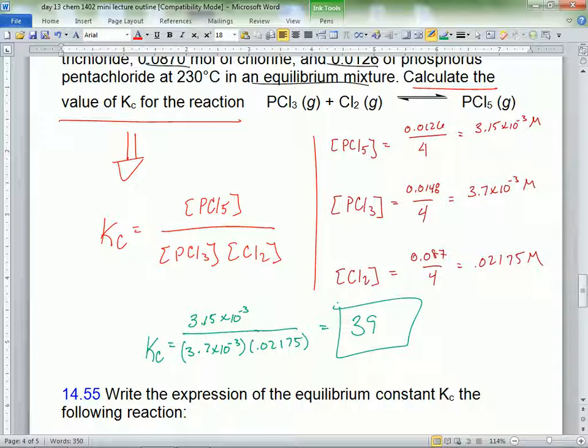Make sure you can get 39 on there. Sure you can get 39? Vivian, can you get it on your calculator though? You sure? Okay, oh, so you got it. You plugged it in. Okay.